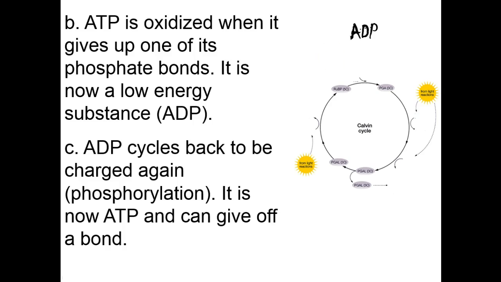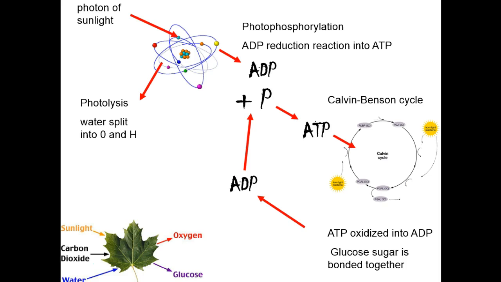ATP is oxidized. That means it gives up one of its phosphate bonds. When this happens, we have ADP. Now again, you might think, well, ATP, ADP, who cares? But think of it like energy transport. ATP has energy. When it bonds sugar together, it's going to give up energy, become ADP, low energy. And now we're going to get some sunlight. It's going to charge that ADP back up to ATP and high energy. And then we make another bond. And so bond by bond, that's how sugar is made.